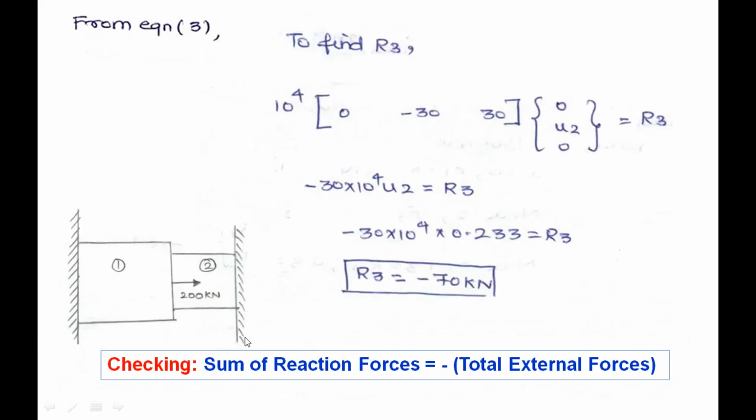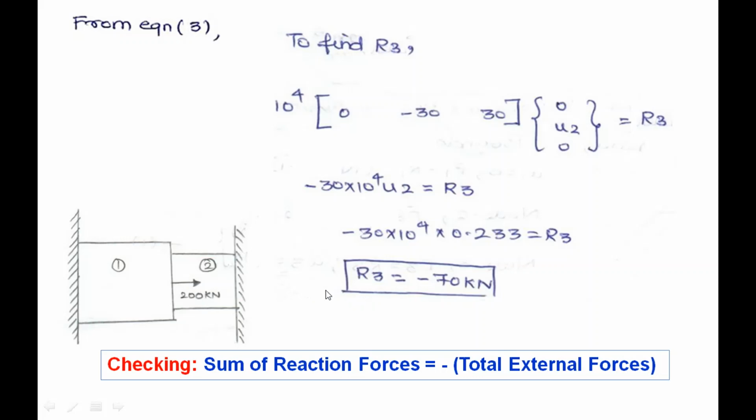Then we will calculate the reaction R3. For reaction R3, we have to consider the third row of the global stiffness matrix. This is the third row, multiplying with the displacement, we will get R3. So here minus 30 into 10 to the power 4 multiplied with u2 gives the R3 value. Substituting the u2 value, we are getting R3 is equal to minus 70 kilonewton. So here also we are getting the negative sign. That means at the right support, initially we assumed positive R3, that is left to right direction, but the negative sign indicates the reaction R3 is acting right to left, that is towards the structure.